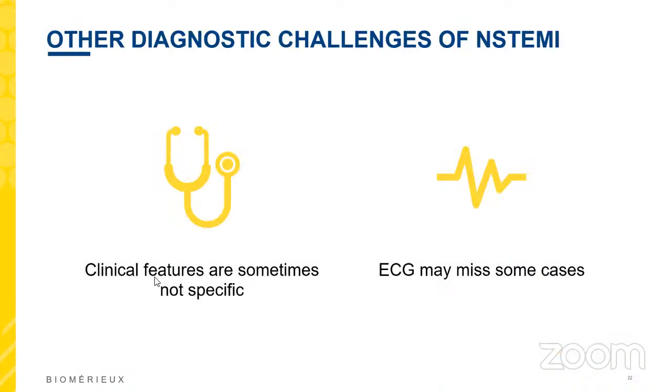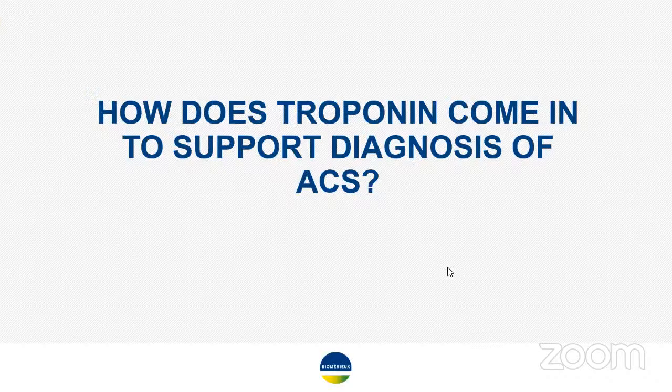So we've talked about the clinical features. They're not specific. If somebody has chest pain, it can again be so many things. If you remember the first slide, it could be an infectious cause. It could be venous thromboembolism, which we've just discussed. It could also be a heart attack, all right? And again, ECG may miss out some cases, all right? So it's not easy to just use ECG and clinical features. So how does troponin come in?